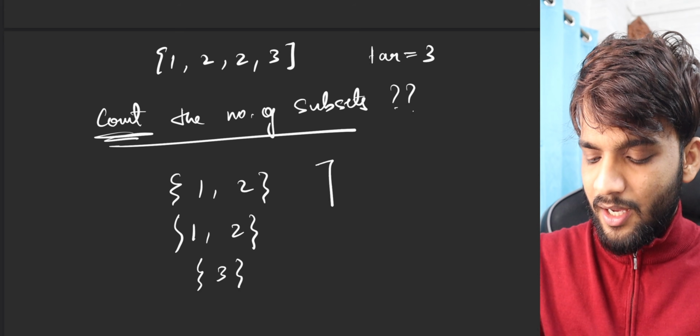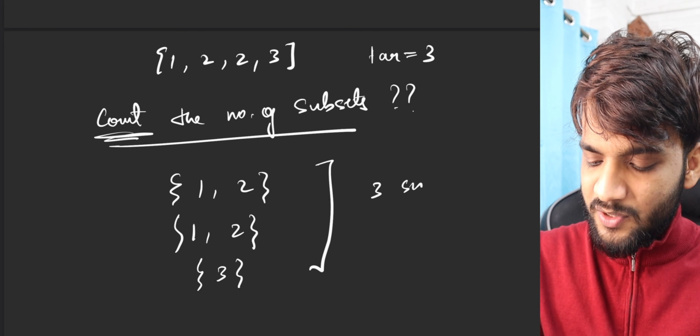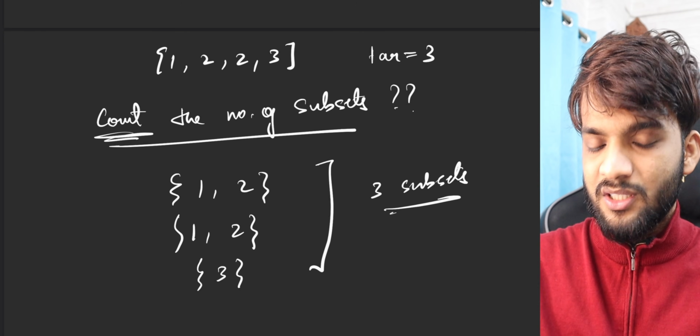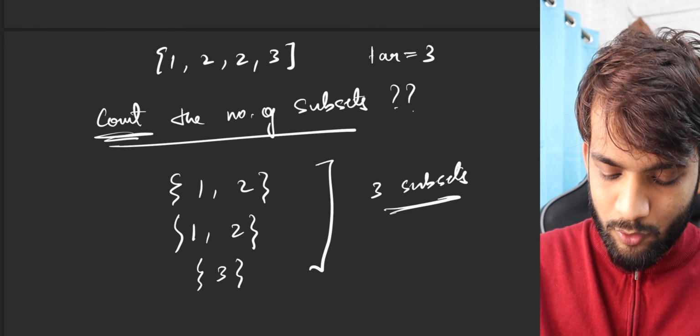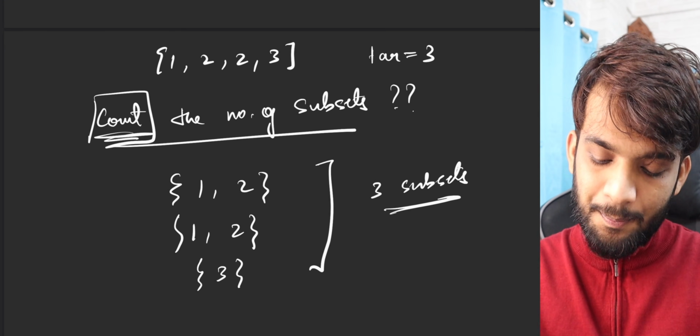So if you see, there are in total 3 subsets. Yes, in total 3 subsets that give you the total sum as 3. So the question is you have to count the number of subsets.